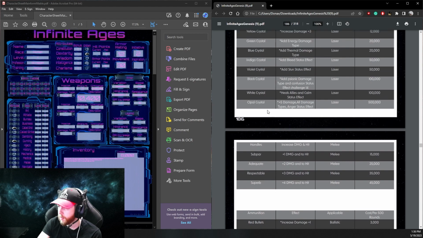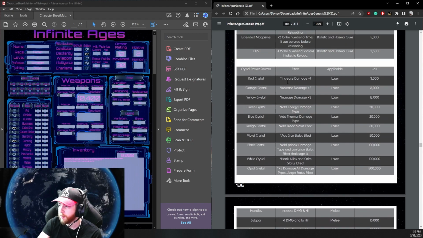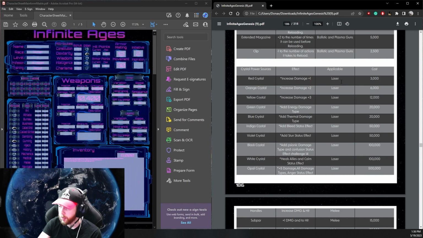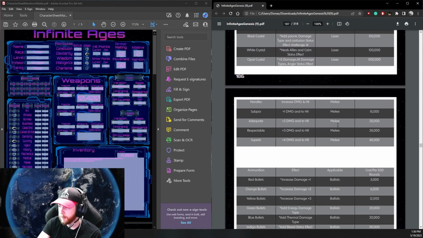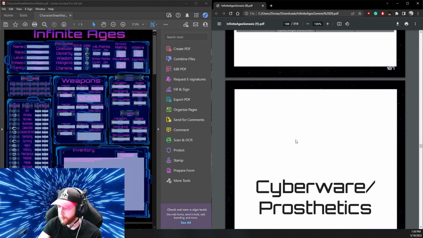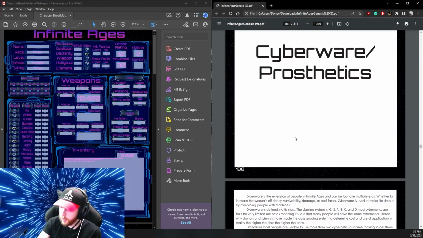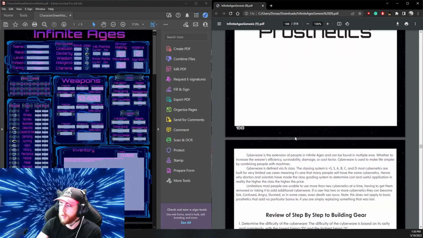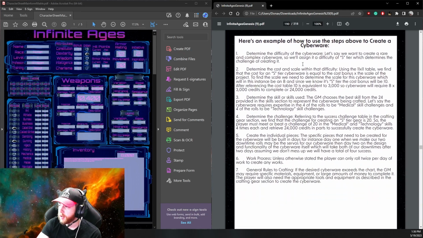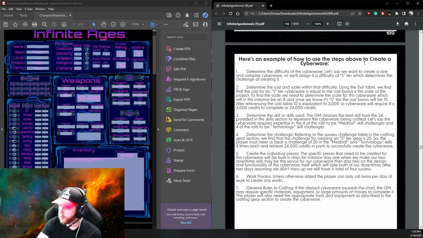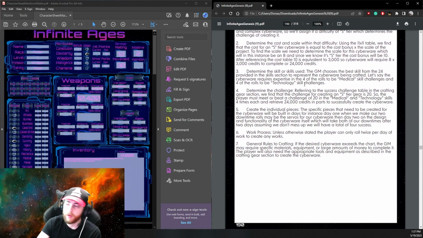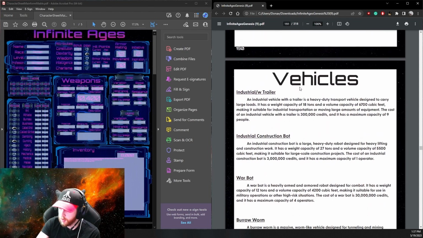Cool. And then we've got crystals, which can do various effects and add cool effects to your weapons. These are mostly applicable to lasers, and there are also bullet types that will do kind of similar things. Then there's cyberware and prosthetics, which we're not going to get too deep into here, but you can build gear, you can design things. This is an example of how to design. It kind of shows you how designing cybernetics works.